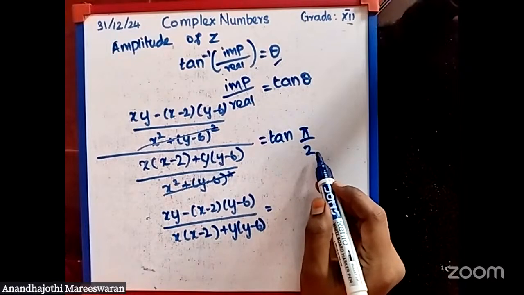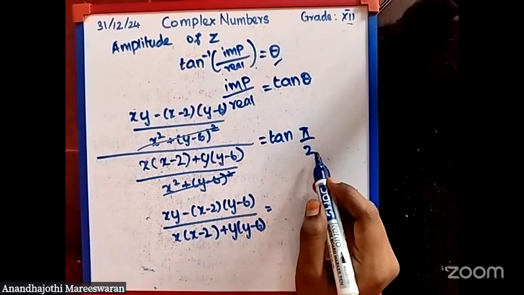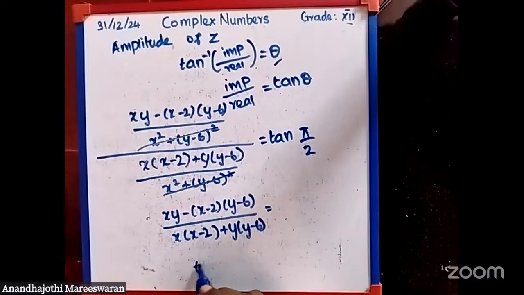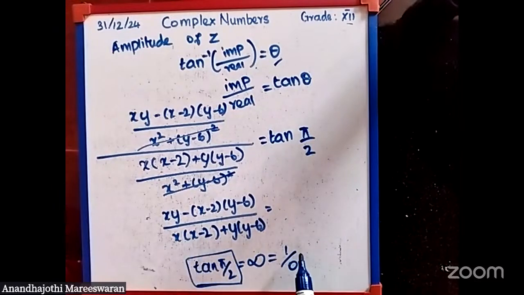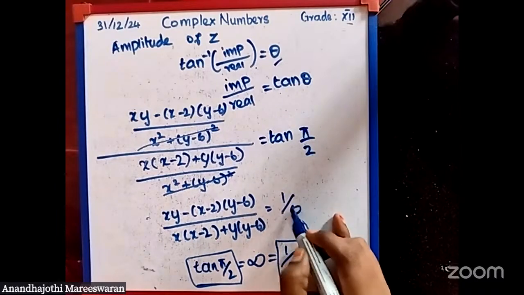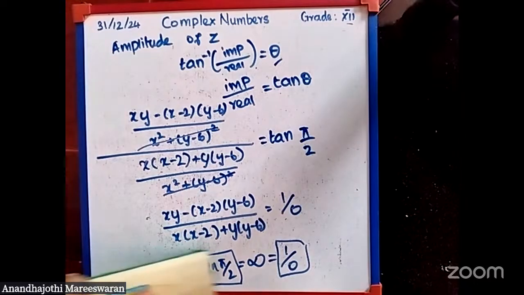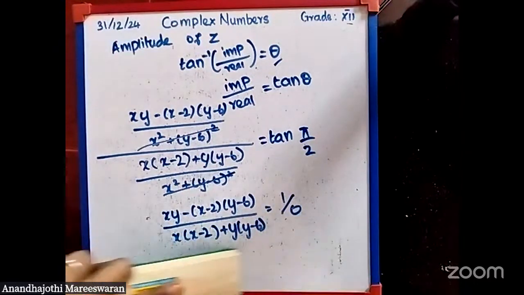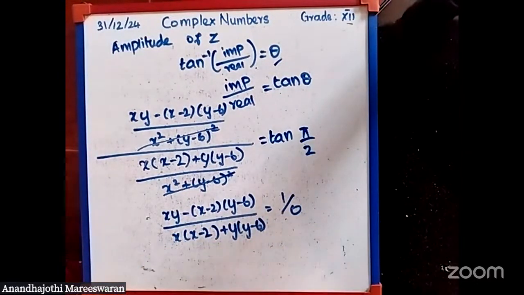What is the value of tan of pi by 2? Tan pi by 2 is tan 90 degrees, which equals infinity. What is infinity? It's 1 divided by 0. So I'm going to replace tan pi by 2 with 1 by 0. Okay? So 1 by 0.